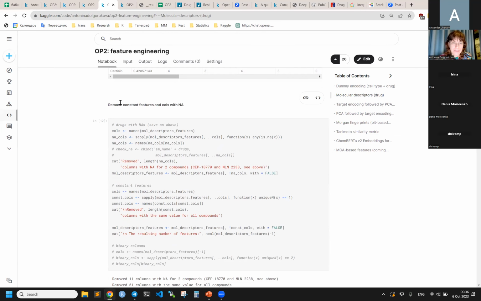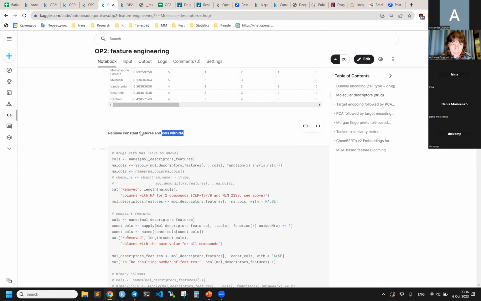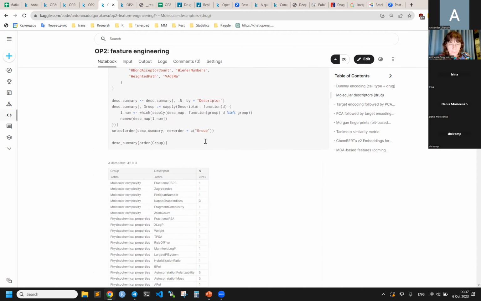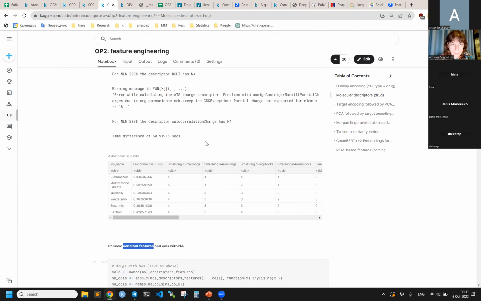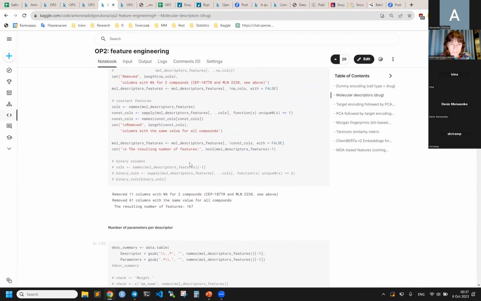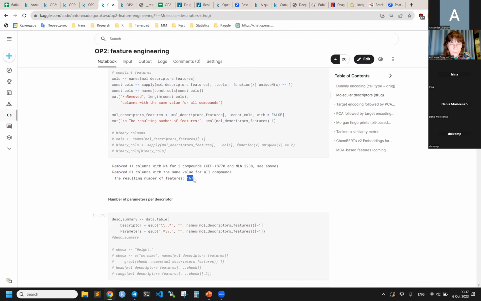Also, I did some more analysis here and removed constant features and columns with NA. I said already about NA, and constant features means that some descriptors produce the same values, meaning they do not differentiate compounds from each other. So they are not valuable, not useful for us. So I also removed them here.